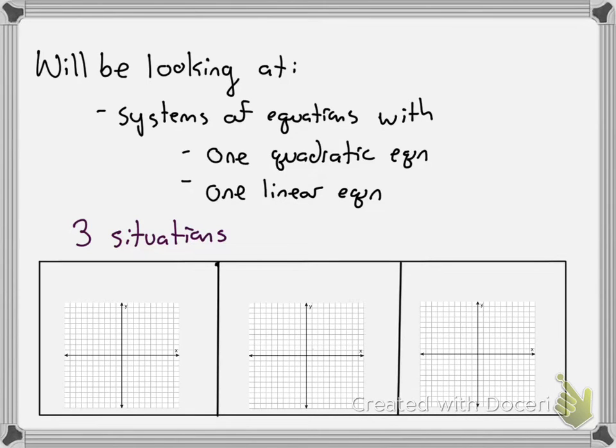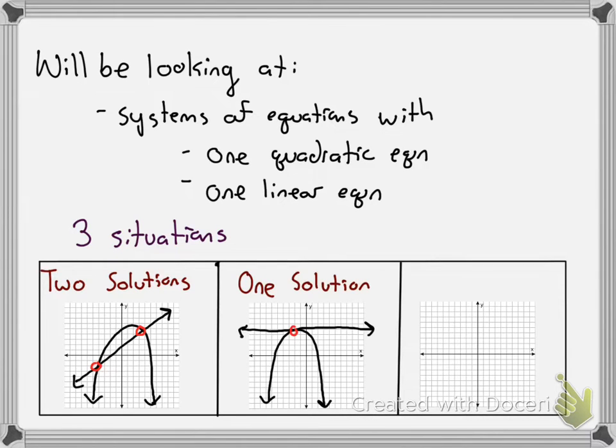You might have a situation where you have a parabola and the linear equation goes through it at two specific points, in which you would have two solutions. You might have a situation where the linear equation only kind of touches that parabola at one point, giving you one solution. And finally, they might not even touch at all, in which case you would have no solutions in that case.